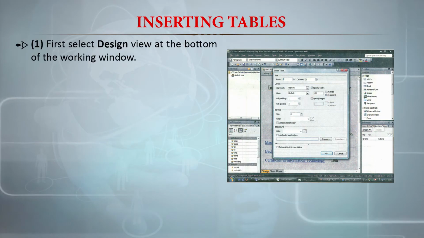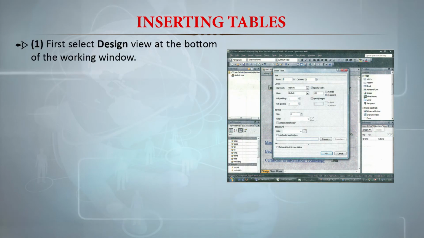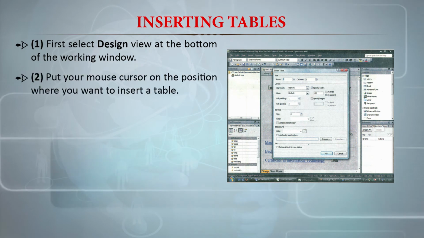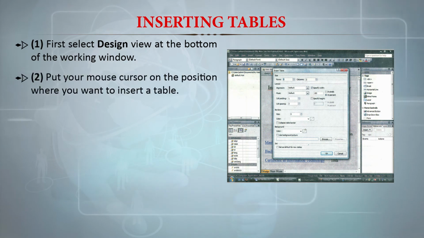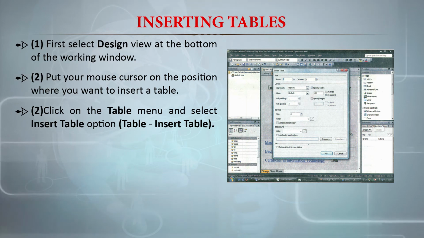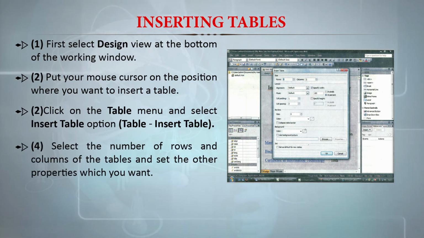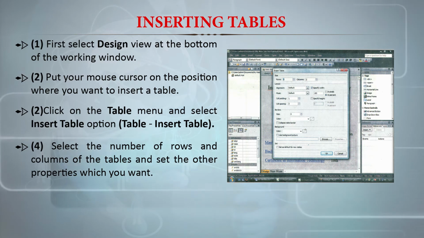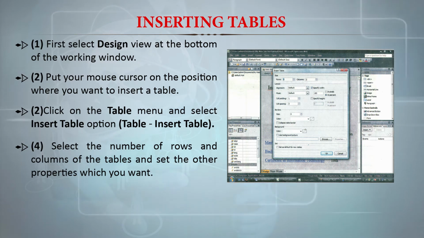And it is also possible to add a table, and first of all we have to select the design view at the bottom of the working window, put our mouse cursor on the position where we want to insert a table, click on the table menu and select the insert table option. The insert table dialog gets invoked as shown in the image. Select the number of rows and columns of the table and set the other properties which we want.